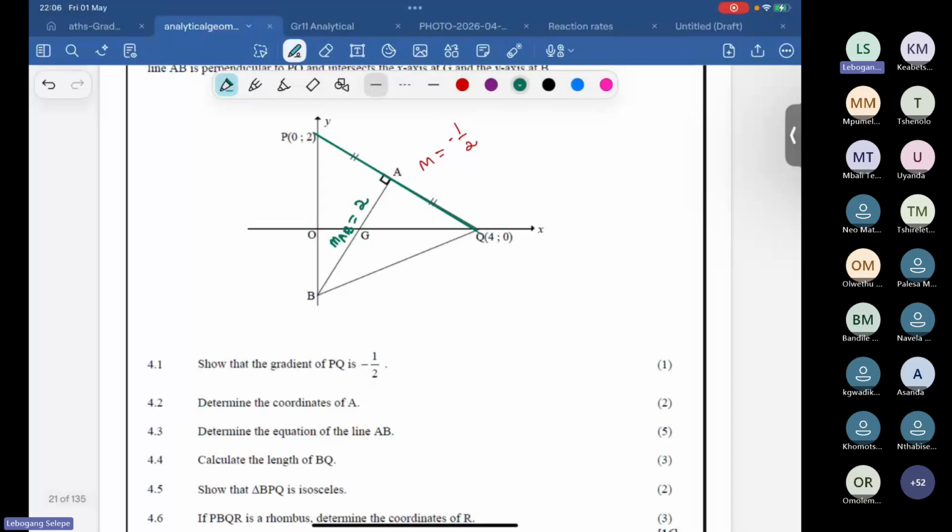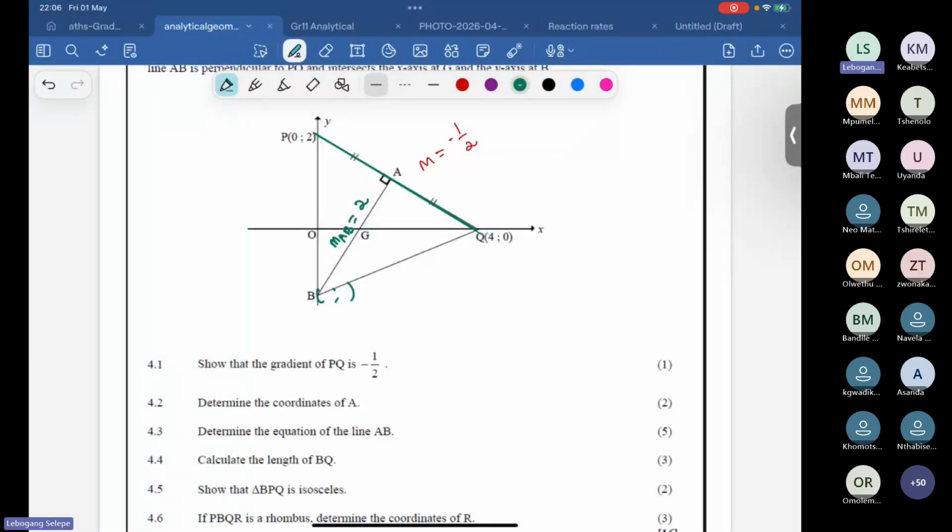Now, imagine that is for 5 marks. Guys, you need to get these marks. Then calculate the length of BQ. How are you going to calculate the length of BQ? What is the first thing that you need to do? Distance formula. What is the first thing that you need to do before that? You need to find the coordinates of B. Perfect. You need the coordinates of B, right?